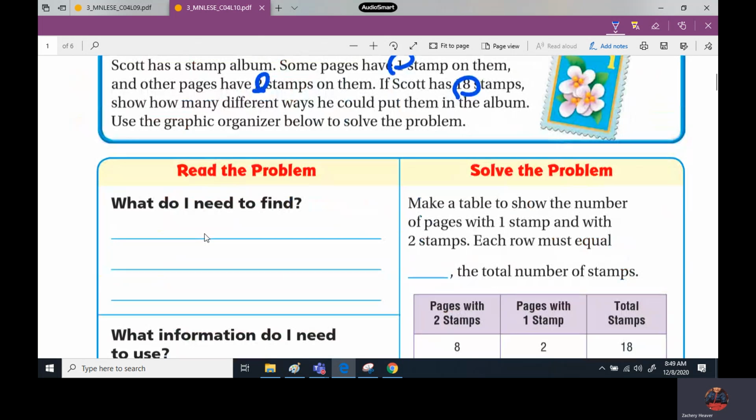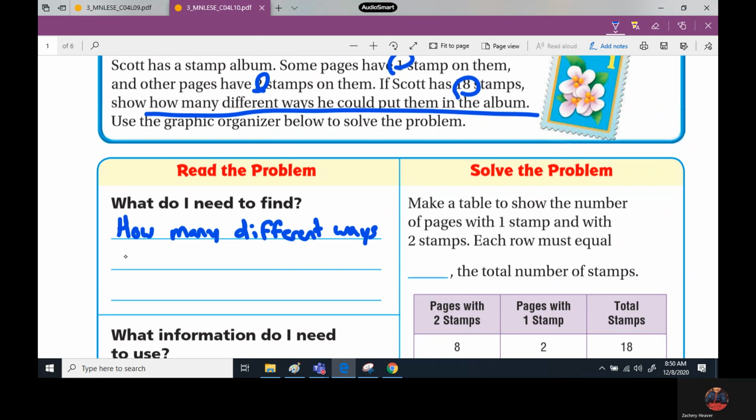So first off, what do we need to find? It's right here. How many different ways could he put them in the album? That's what we're looking to find. Some pages have one stamp, some pages have two, but he has 18.